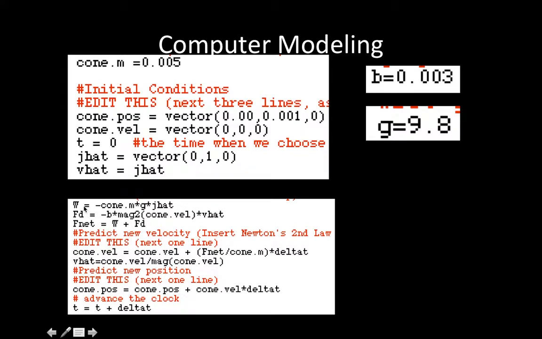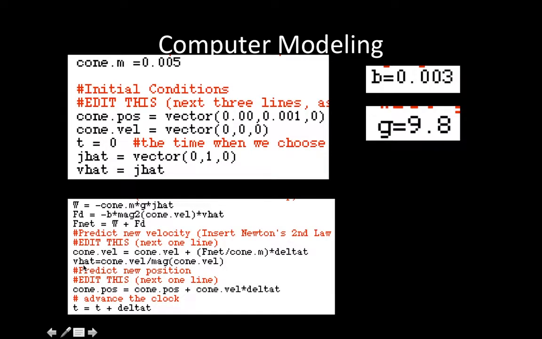Now, the weight force is down here. This is equal to m times g, but it's negative cone dot m times g times j hat for the direction. Now the force of drag is equal to negative b, which is the drag coefficient, which is up here in the top right corner, 0.003, times the magnitude of the cone's velocity squared times v hat for direction. Now the drag coefficient is very important because I use that to see how the hole in the top of the cone affects the falling motion. But first we'll go down here.